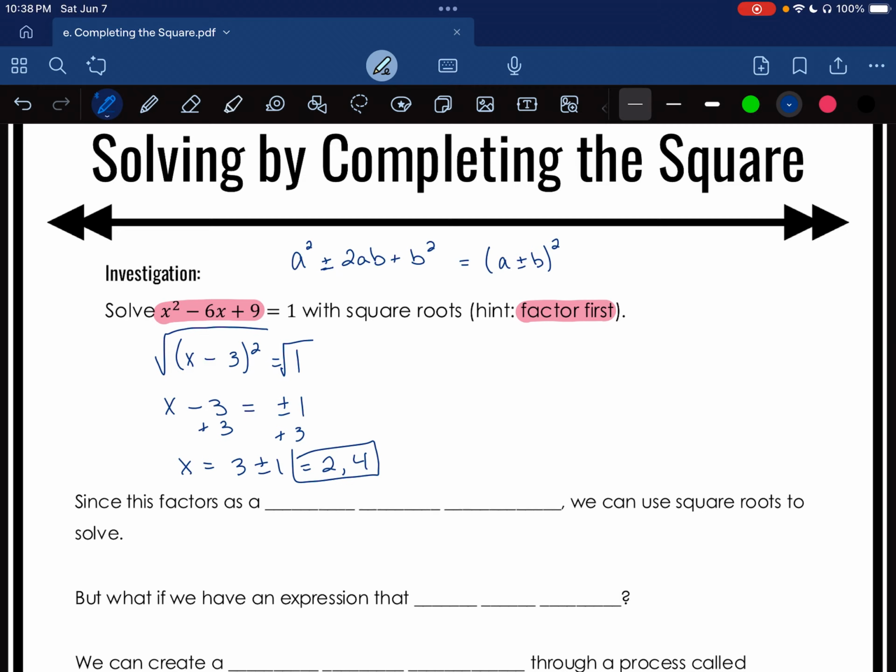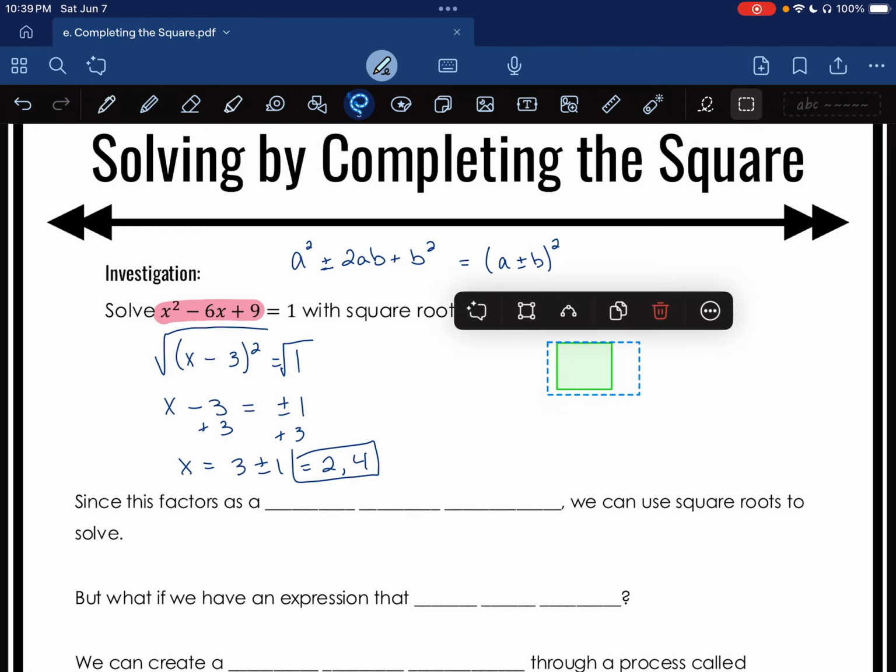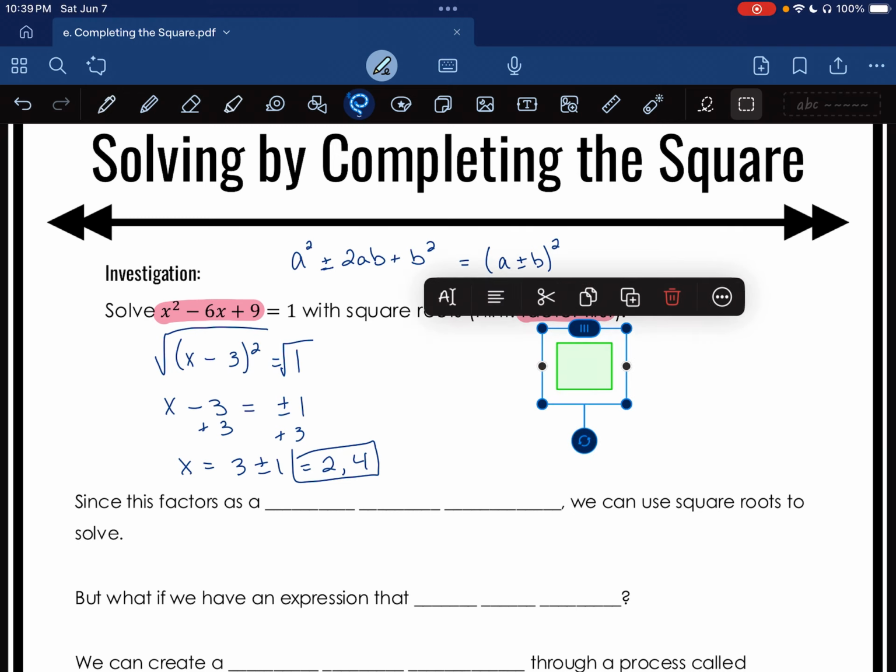So I want to draw a picture really quick of what's going on here. Let's say that I have this algebra tile here. Let's pretend I drew a square. Doesn't even look close. Let's try. Oh well. I'm spending way too much time trying to make that look better. Anywho, let's pretend that's a square.